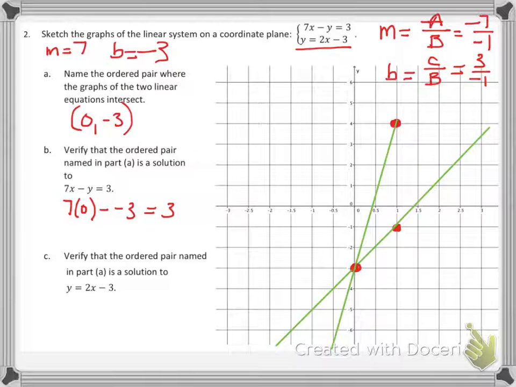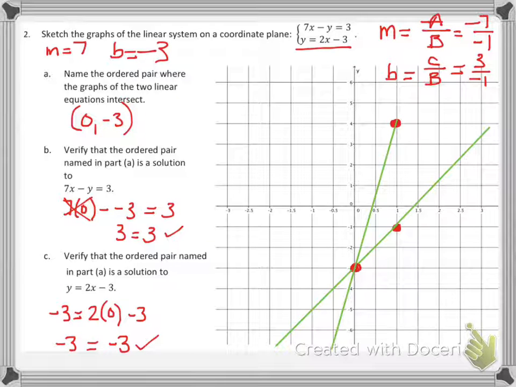And let's see, that goes away. 7 times 0 is gone. And the opposite of negative 3 is positive 3. So 3 equals 3. And it's true for the first equation. Second equation, if I put a negative 3 in for y and a 0 in for x, I get negative 3 is equal to negative 3, and that checks out. So we can clearly see that the solution is the intersection point 0, negative 3.